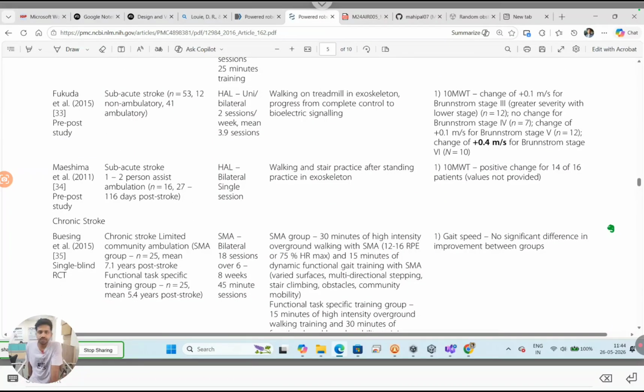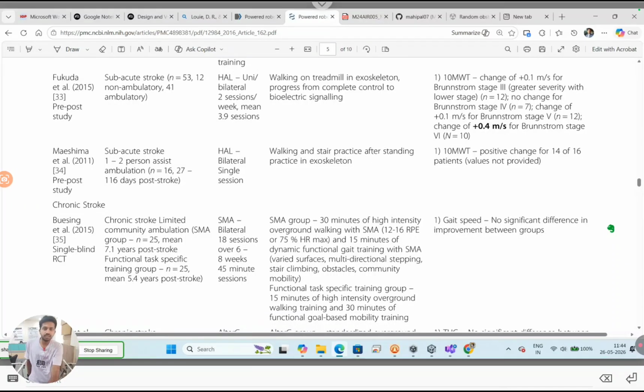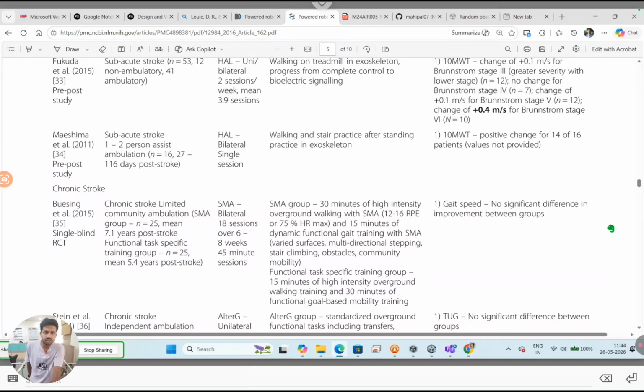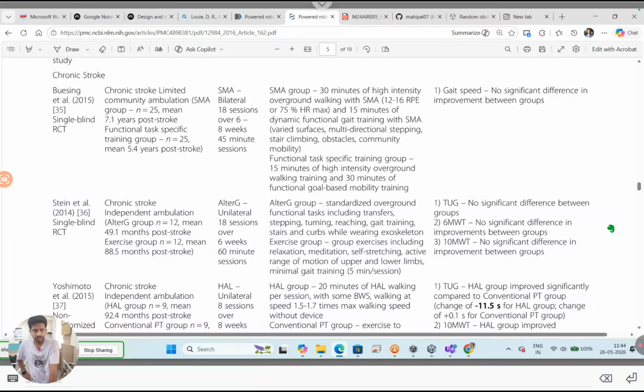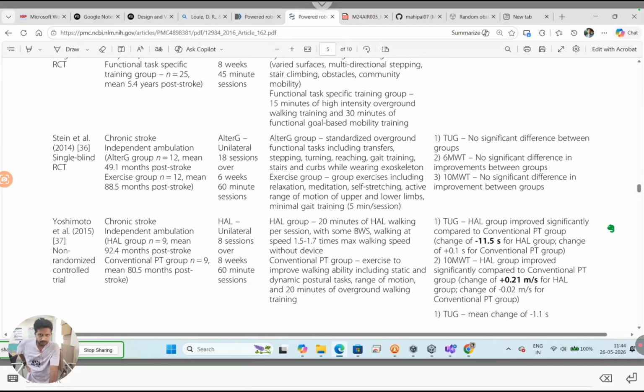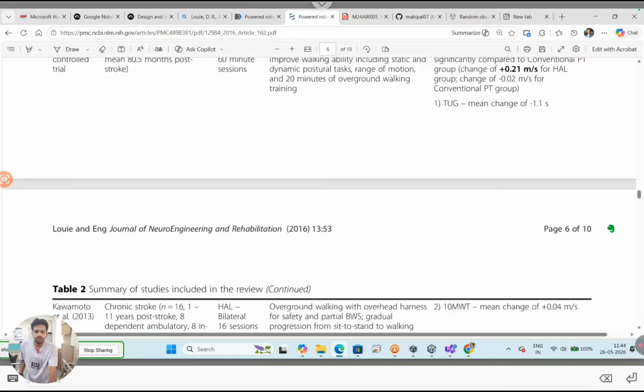Walking on time and navigation progress from complete control to bioelectric signaling. Walking and practice for standing, practice in exoskeleton. SMA group: 30 minutes of high intensity overground walking with SMA and 50 minutes of dynamic functional gait training with SMA. Okay. So this is the whole table.